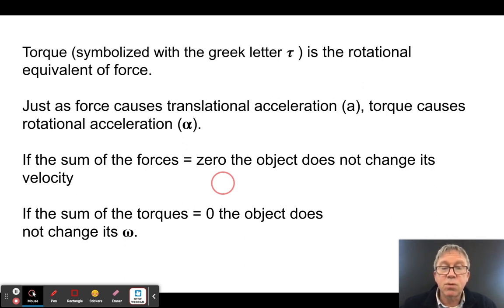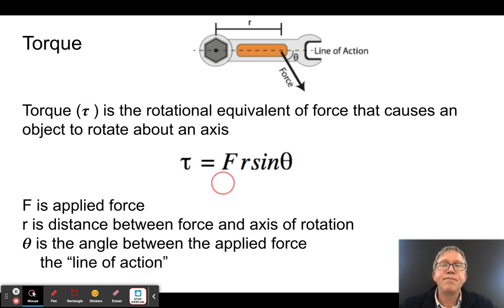Okay, so if the sum of the torques is zero, the object doesn't undergo an angular acceleration. Its alpha is zero. It can have a constant omega, a constant angular velocity, but it's not going to change. But if there's a non-zero torque on the object, then it must undergo an angular acceleration. More on that later when we talk about Newton's second law of rotations.